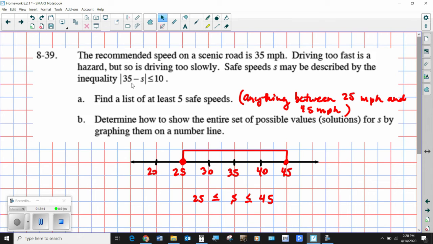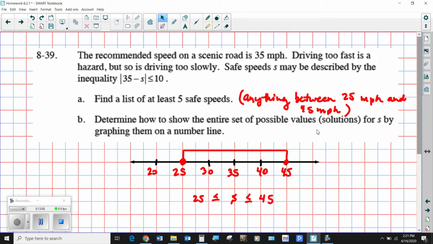If you just think about this logically, this is actually a lot easier to solve logically than mathematically, but I'll show you how to solve it mathematically. You can go 10 above or 10 below. So what's 10 above 35? 45 miles per hour. What's 10 below? 25. So find at least 5 safe speeds. Well, you can choose any speed that's between 25 and 45 miles per hour, and those would be considered safe speeds.